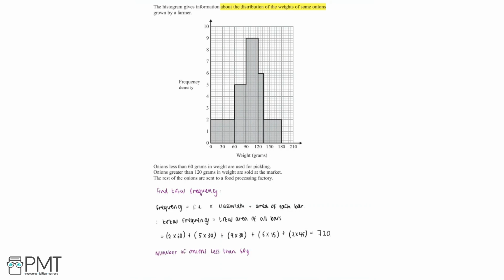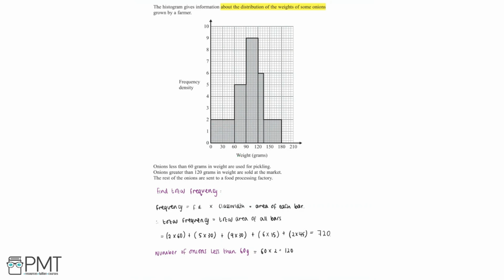Now the next thing that we want to do is to find the number of onions less than 60 grams. Now looking at our histogram, this would be the area of the first bar, because the first bar has information about the onions less than 60 grams. And so the number of onions less than 60 grams is the area of the first bar, which is equal to 60 multiplied by 2, which is equal to 120.